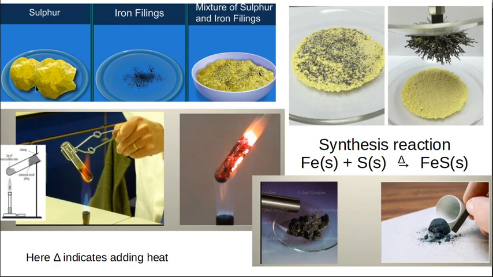The next one is the synthesis reaction of iron and sulfur. Sulfur is this yellow powder. Iron filings are little black things. They make a yellow and black mixture. You can separate this by physical means, like for instance with a magnet.